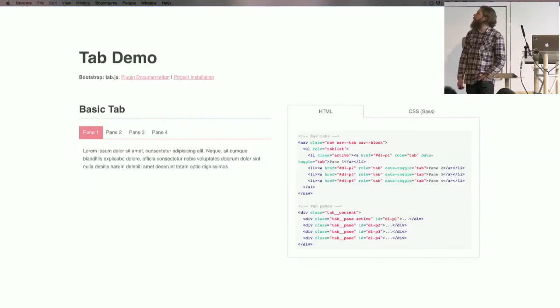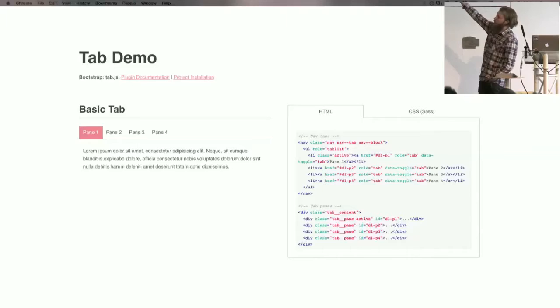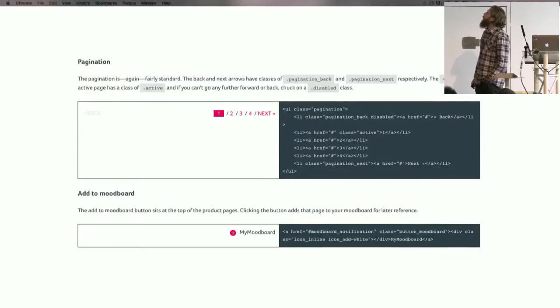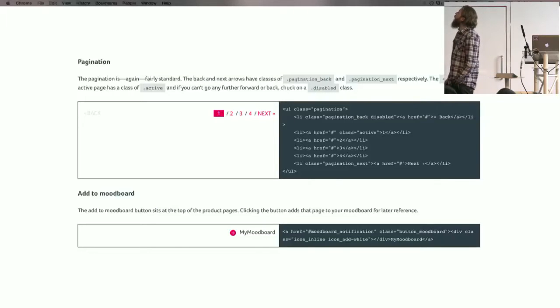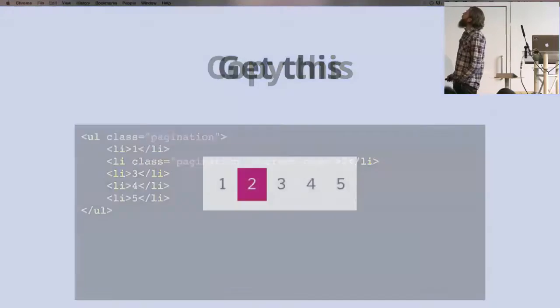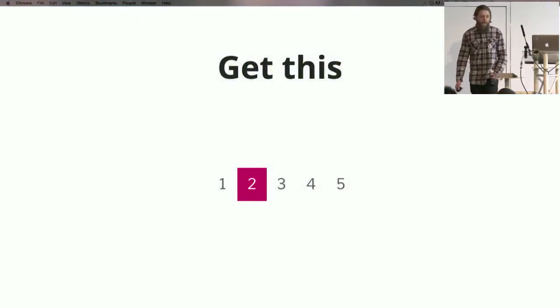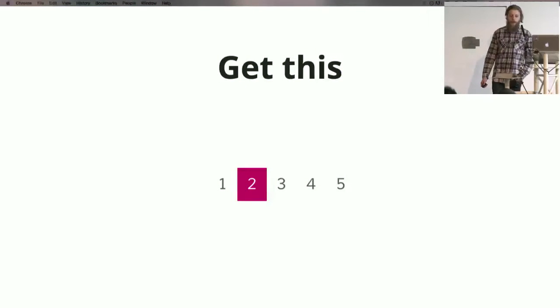Here's an example we have. This is one that's been taken from the Twitter Bootstrap. So basically, copy the code on the right-hand side, get the element on the left-hand side. Same thing again from another pattern library we did before. This is a pagination and a mood board. Copy this, get this. That's the basics of a pattern library.